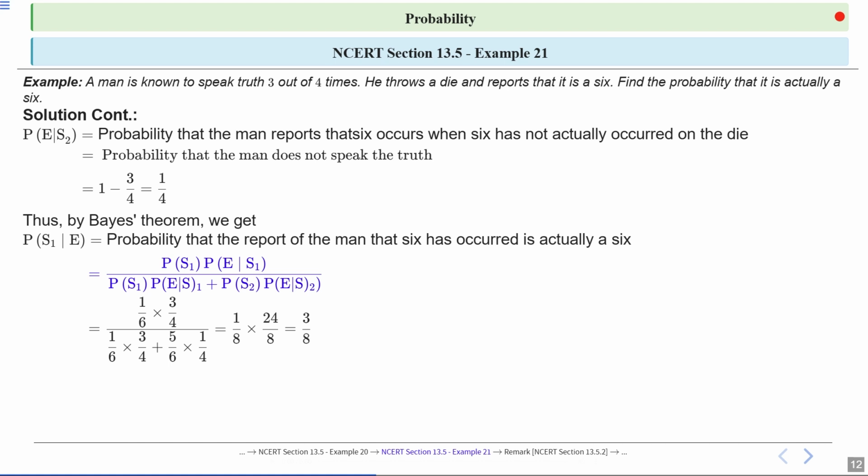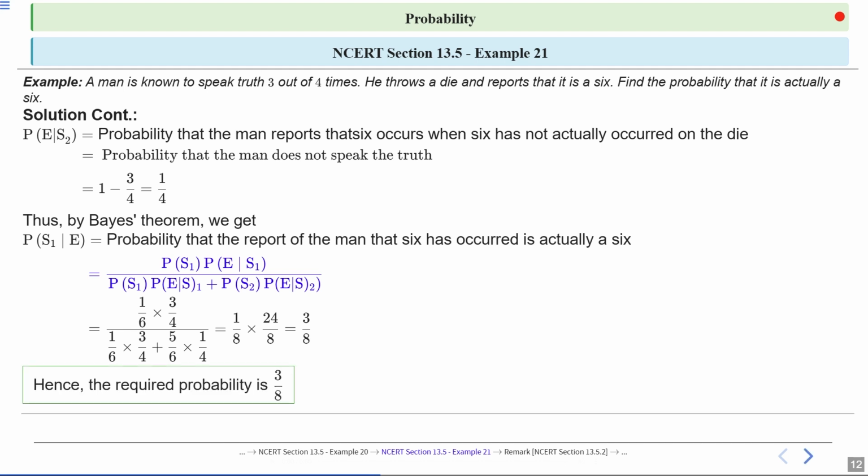Okay, and now simplify numerator and denominator. You will get 1 by 8 times 24 upon 8 equals 3 by 8. Okay, so therefore the probability that it is actually a 6 equals 3 by 8. Clear? I hope it's clear. Hence the required probability is 3 by 8, and this is our final answer.